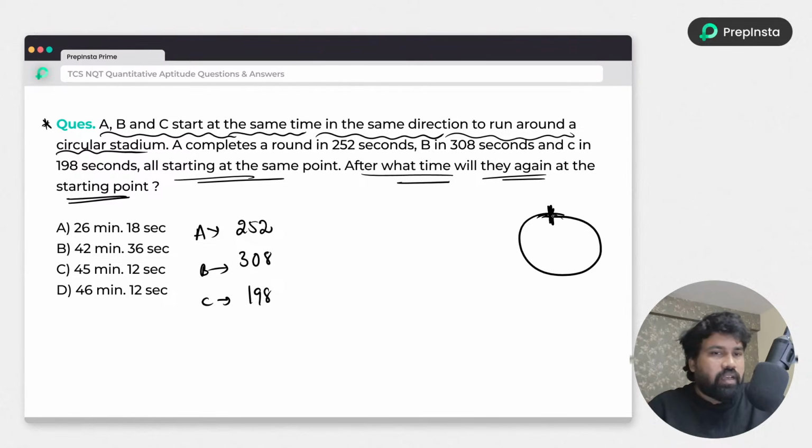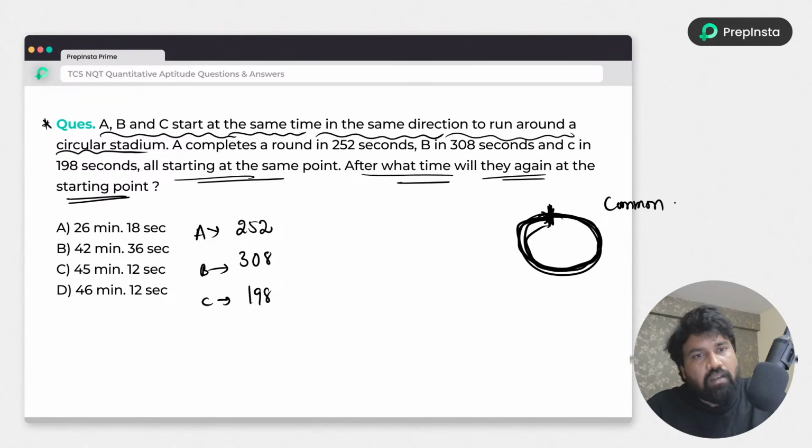Let's just look at here. A will travel along this path, B also will travel along this path, and C also will travel along this path. At what time will they meet together again? It means you have to take the common value, right?